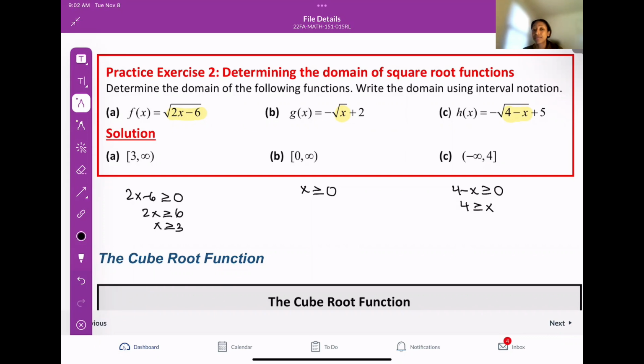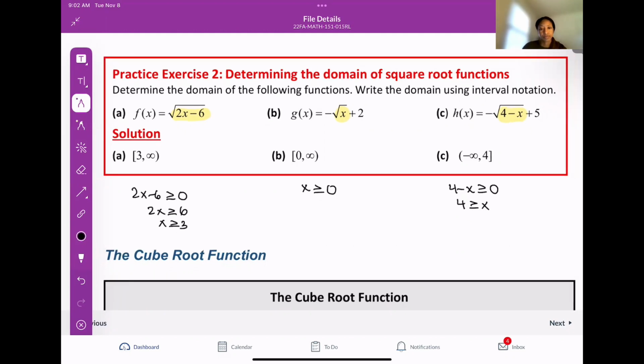So anytime you're asked to find the domain of a square root function, take the term under the square root, the radicand, and set it greater than or equal to 0 and solve. And you should be able to write your answer in interval notation. All right, that was the square root.